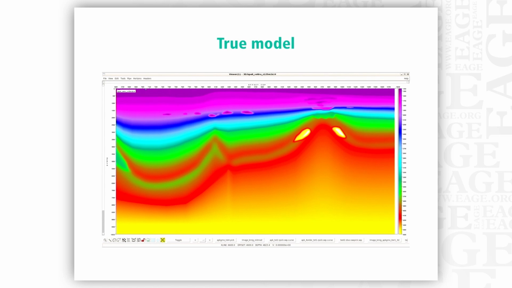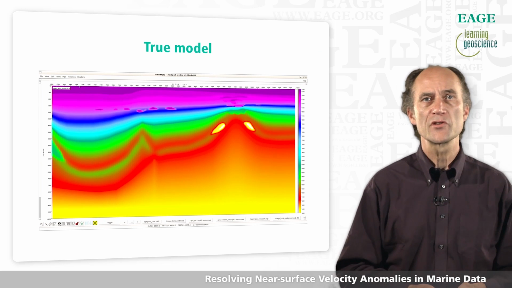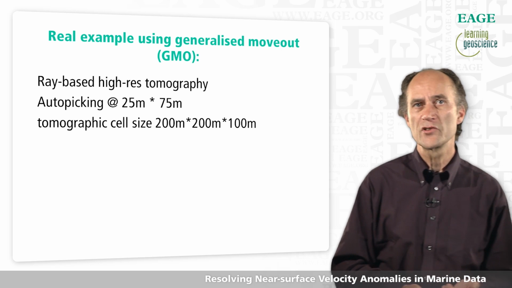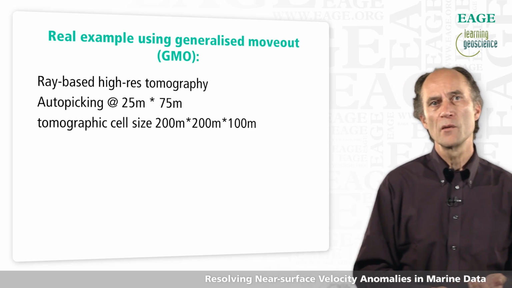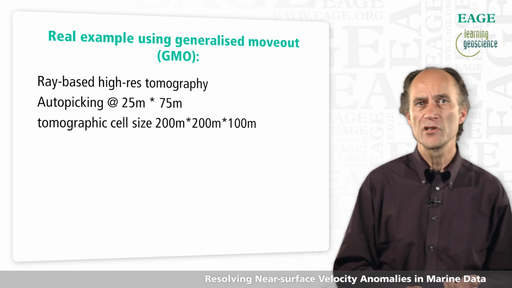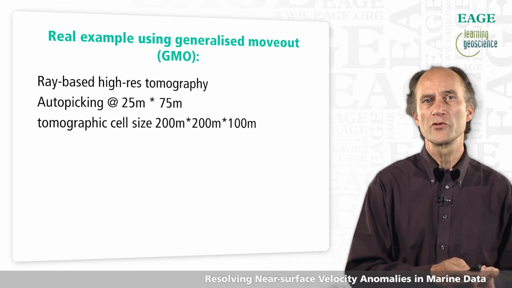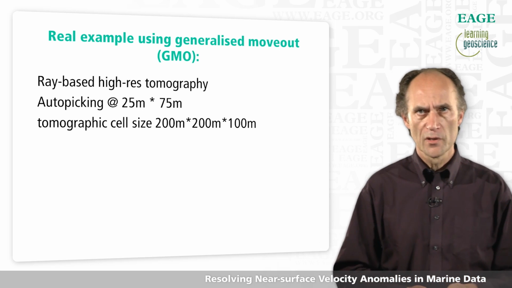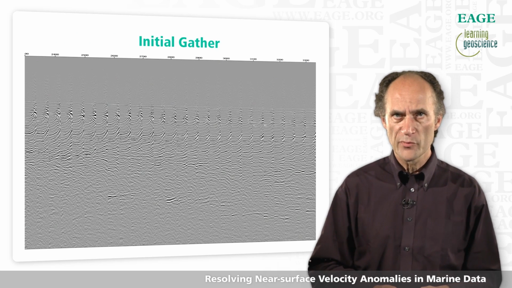An example of this now, this is ray-based high-res tomo with generalized non-parametric picking on a 25-75 grid, cell size 200, 200, 100 in the tomography. So there's the gathers coming out from the starting model.